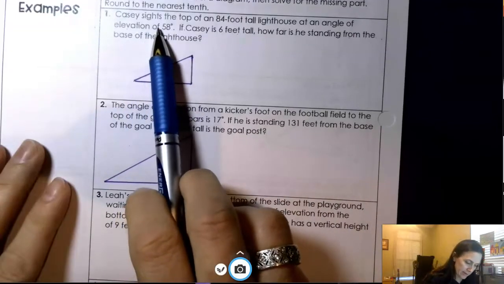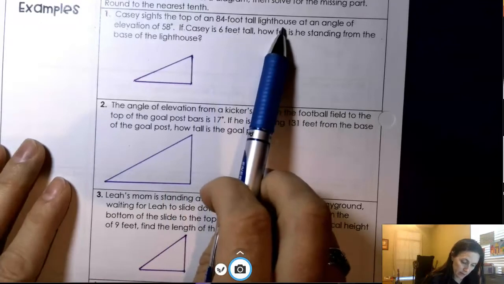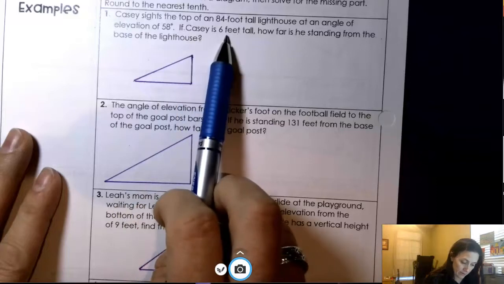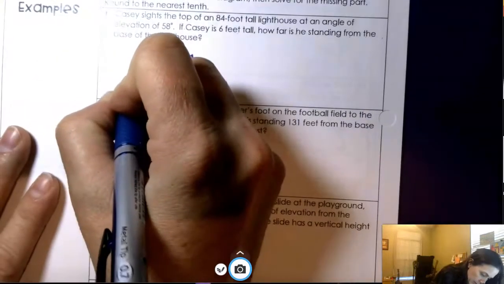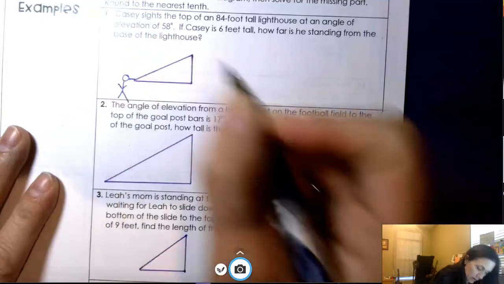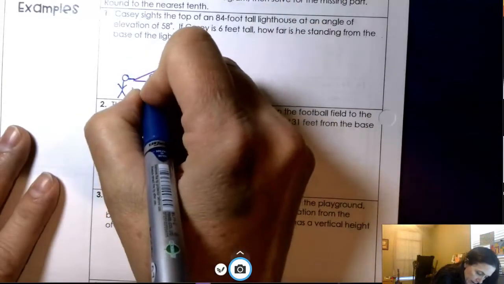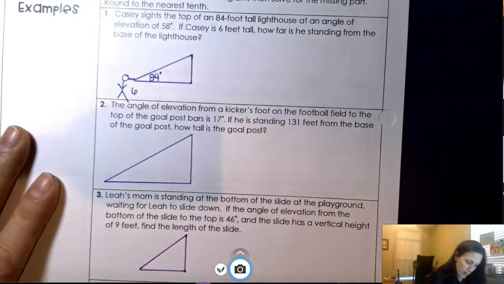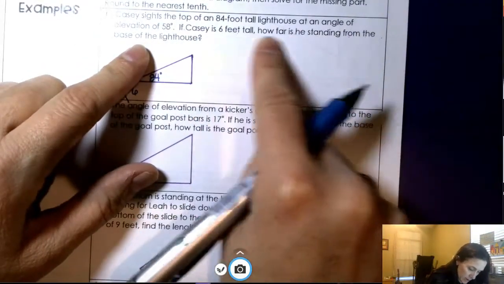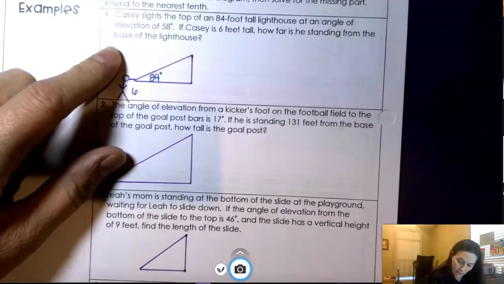Reading this, Casey sights the top of an 84-foot tall lighthouse at the angle of elevation of 58 degrees. If Casey is 6 feet tall, so that's why I drew this one up here. Like this is Casey. He's 6 feet tall. How far is he standing from the base of the lighthouse? The lighthouse is 84 feet.